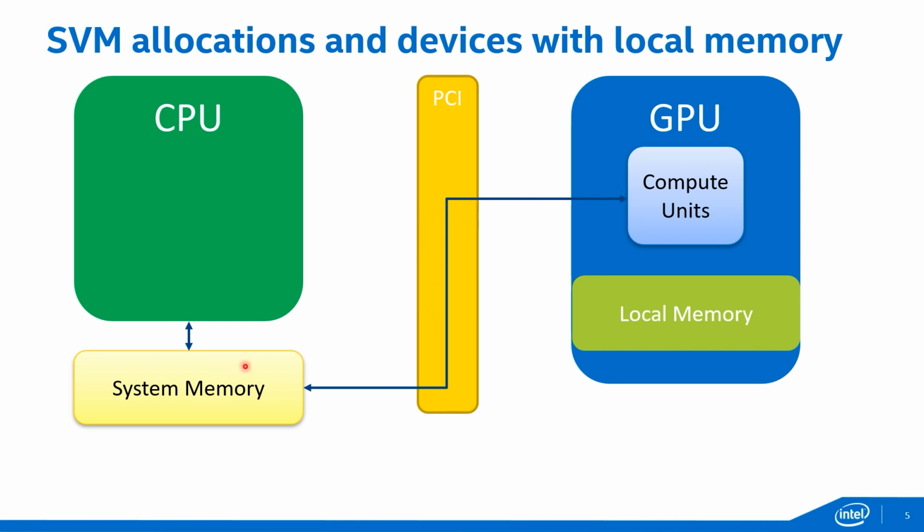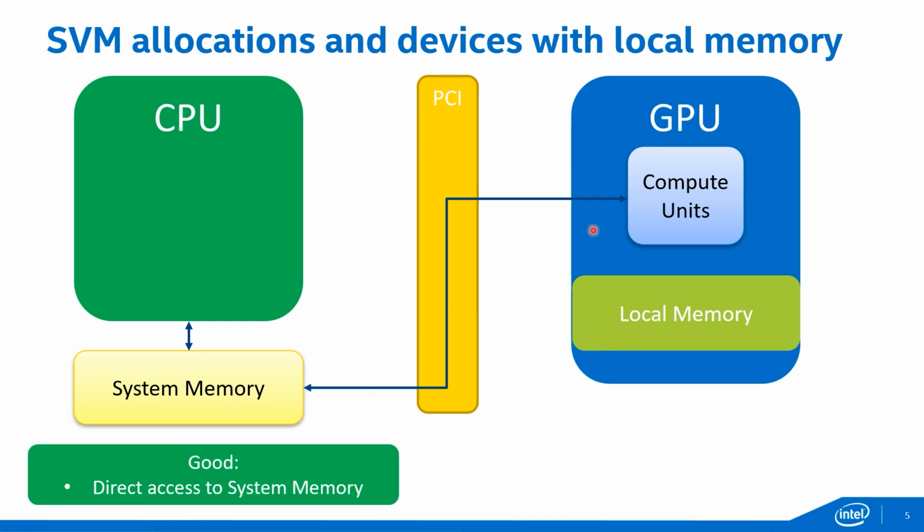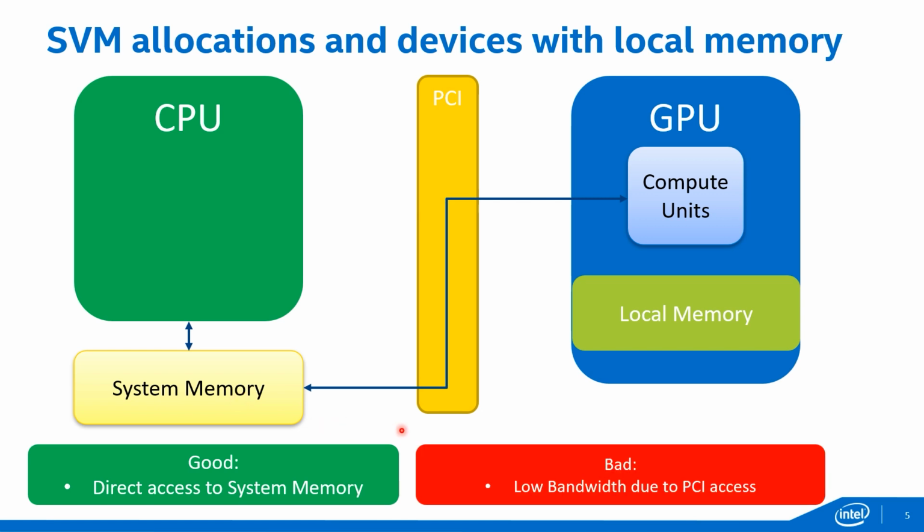And SVM actually requires us to have a concept of sharing the virtual memory. So it creates a notion that some kind of memory is shared. The first way to implement shared virtual memory is to actually create a block of memory in system memory and access it directly from CPU and from GPU over the PCI. The obvious benefit is that the GPU accesses the system memory directly. There is no migration, there are no copies, but the problem is that there is low bandwidth due to PCI access, and this path is actually slow.